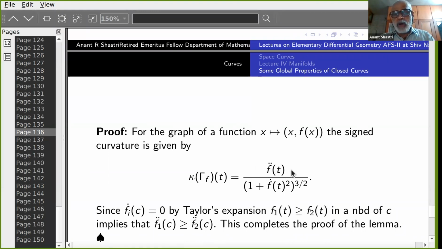So this will be always one bigger than this one. If you take the difference, f1 minus f2, that's positive. So you can apply the theorem for a difference here, this will be positive. This f dot is 0, so the numerator here determines the sign of the kappa. This f dot is 0 for both of them, so f double dot will determine it. F double dot will be bigger, so the same thing as kappa: kappa 1 is bigger than kappa 2.